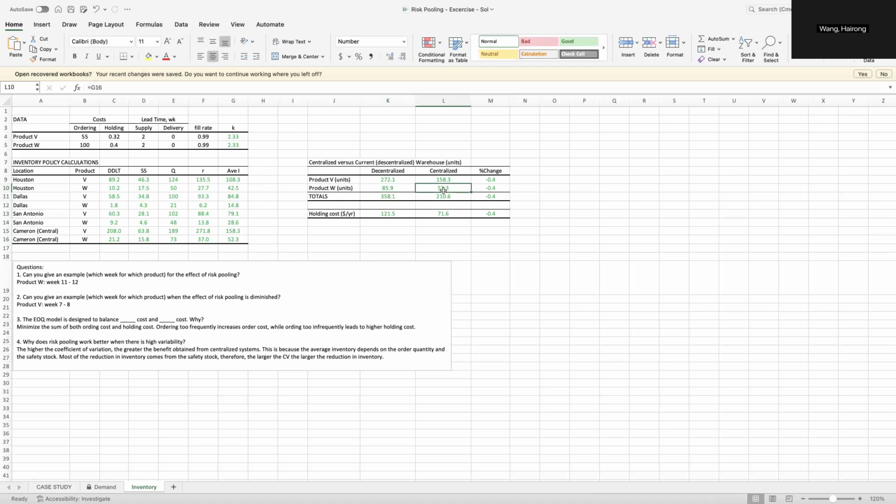And then for centralized inventory, it should be exactly the same as the one that we calculated here, for the central warehouse product W, the average inventory. All right, and the same as the previous one, we calculate the percentage of change by using centralized inventory minus decentralized inventory divided by decentralized inventory.